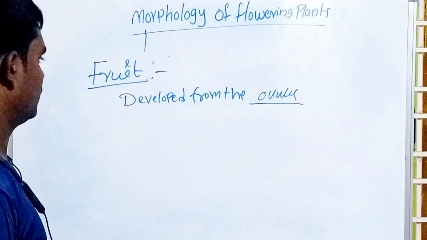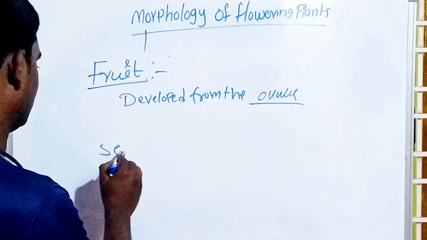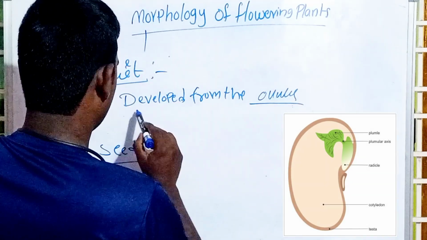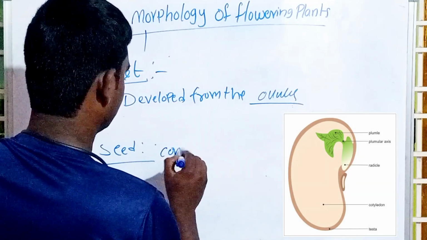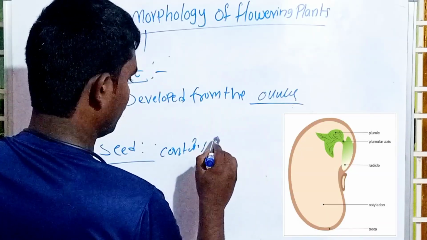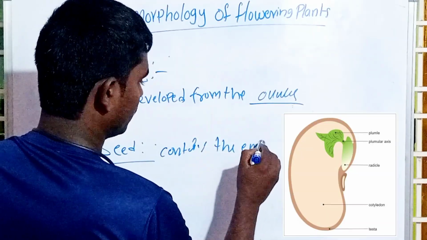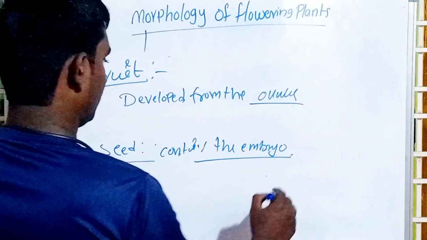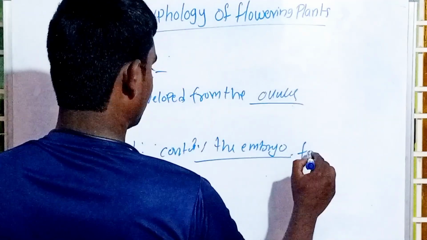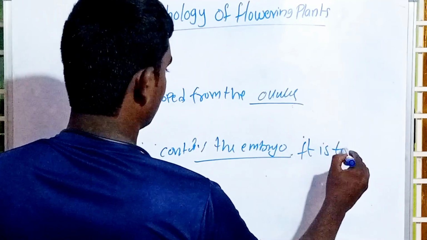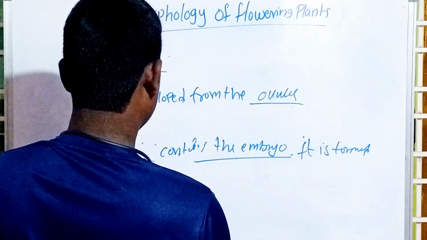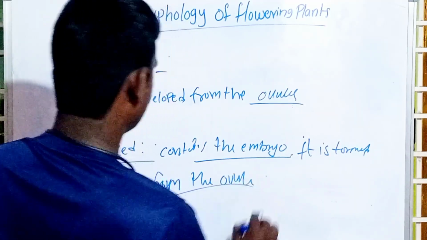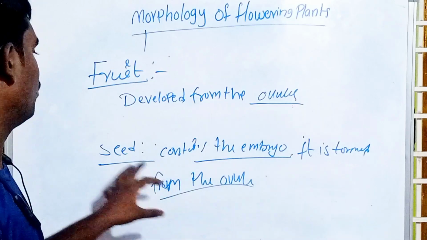Next one is seed. Seed contains the embryo. It is formed from the ovule.